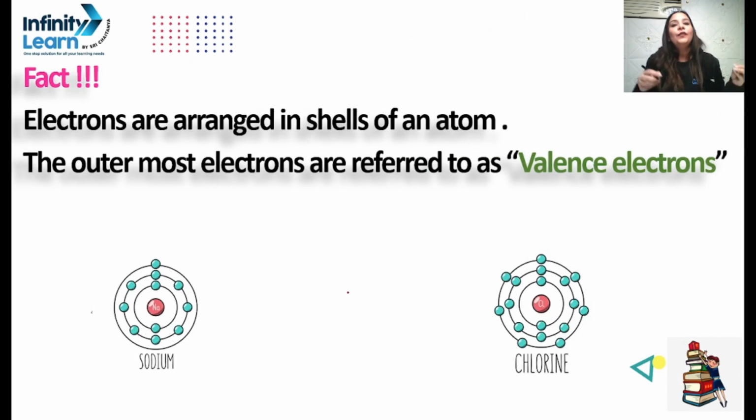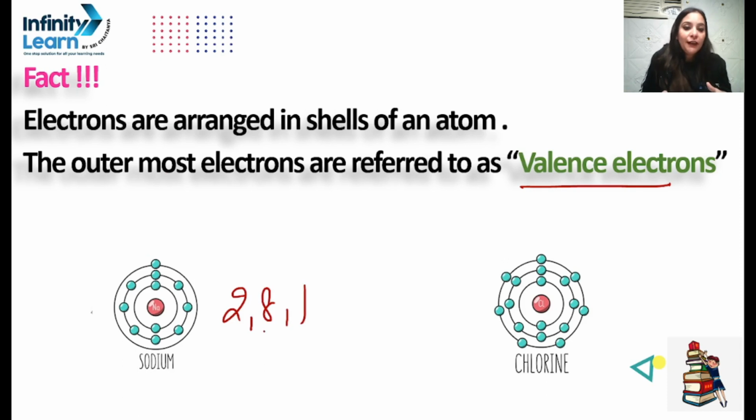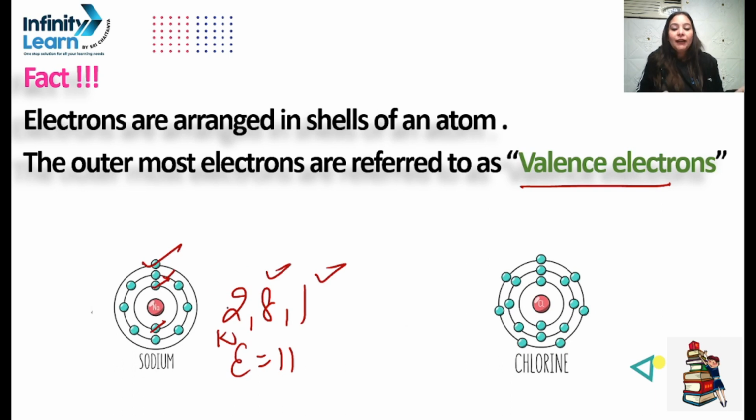Now you should know that whenever two atoms tend to combine with each other, whether they are forming any sort of bond, always and always, valence electrons participate. Always the valence electrons participate, that is the electrons present in the last shell. For example, in case of sodium, you know that the configuration is 2,8,1 because the number of electrons is 11. So 2 electrons in the K shell, 8 in the second shell, and 1 in the third shell. So that means K, L, M, and M is the valence shell. So only 1 electron is going to participate.